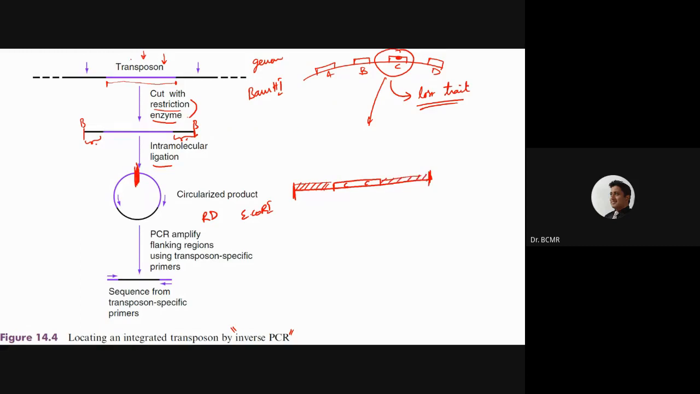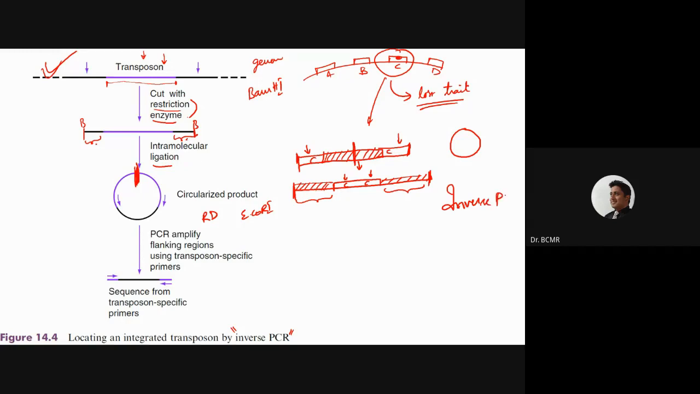Previously, what is the situation here? If you look at here, you had the transposon like this, and the fragments of gene C like this. In between, what did you do? You ligated, so it became circular, and then you cut it here. You joined these two overhangs, and you cut it here. Now, what was outside is now inside, and the transposon fragments are here. And that is one of the reasons why you call it inverse PCR.